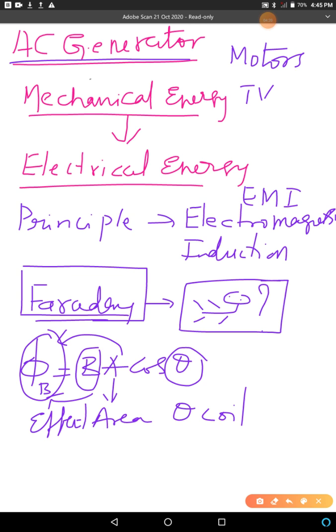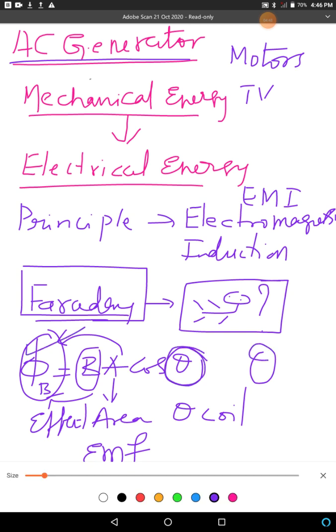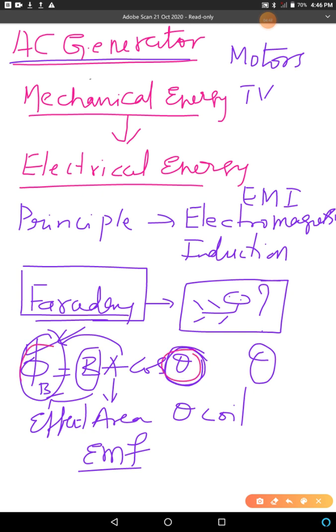According to Faraday's law of electromagnetic induction, whenever there is a change in the magnetic flux, there will be an EMF induced. This is the principle behind the working of an AC generator. If you change theta, there will be a change in magnetic flux. If you change the effective area, there will be a change in magnetic flux. If you change the magnetic field strength, there will be a change in the magnetic flux.